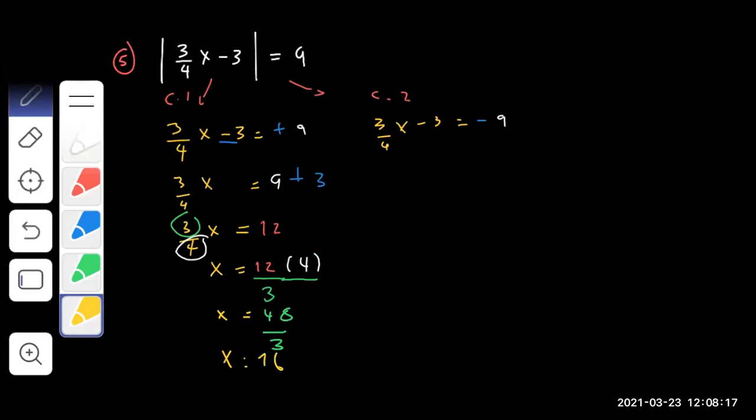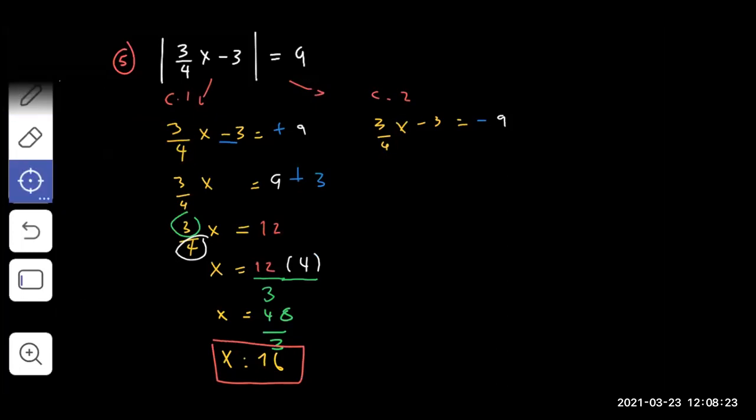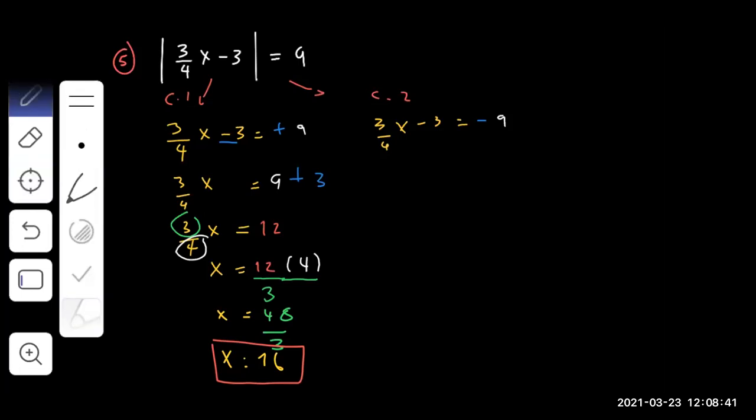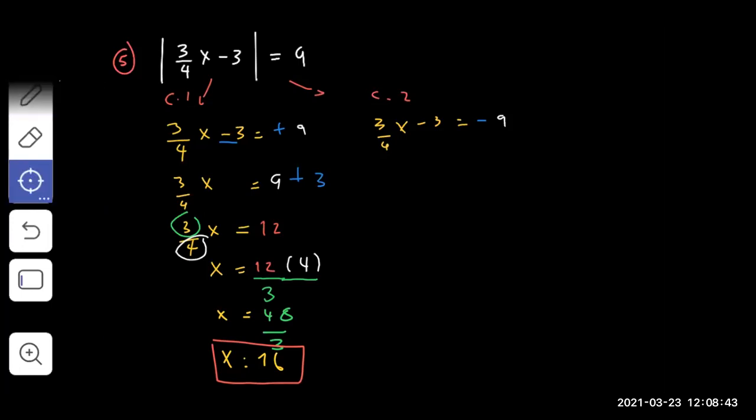16, yes. I got it, but I was really confused because if we put it instead of x, I remember that there was the fraction. Yeah, but it's correct. 3/4 times 16 minus 3, and the answer is 9. Yeah, it is. Amazing. I like that. Okay, let's solve this one then.